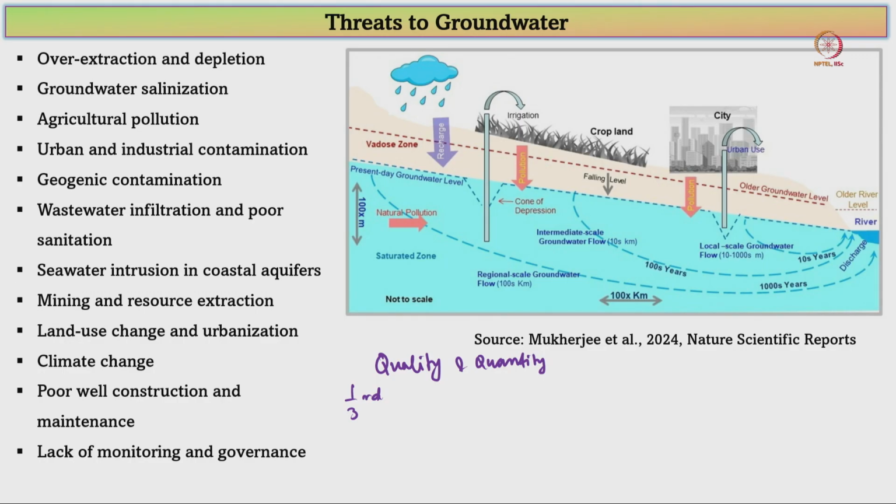And as we are talking about water issues, over extraction is the biggest problem in terms of groundwater. If you need to know just one problem related to groundwater, you should know this, and that is over extraction and depletion. We are taking out water at a rate faster than that at which it can rejuvenate and recharge.